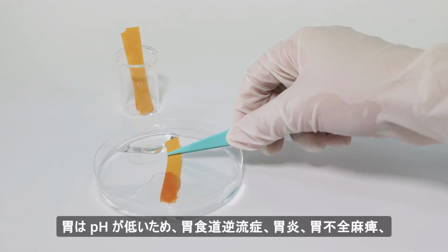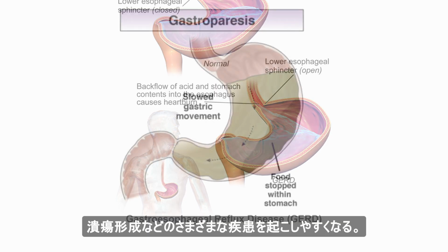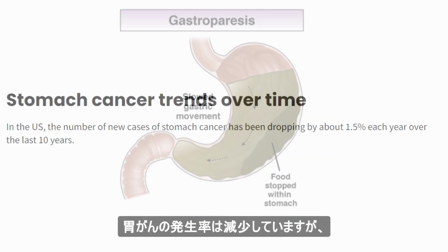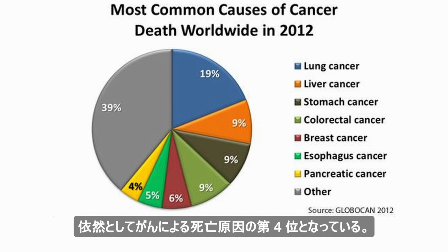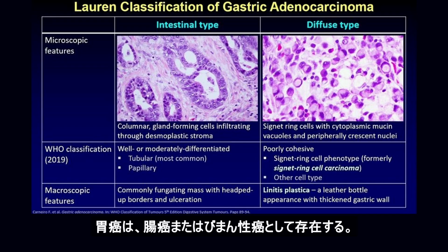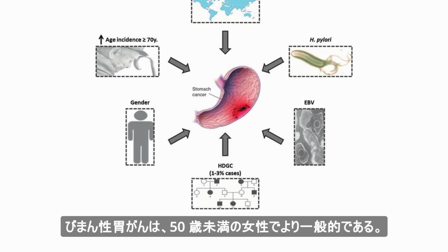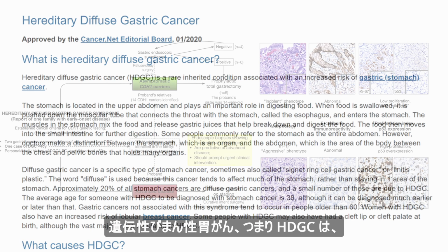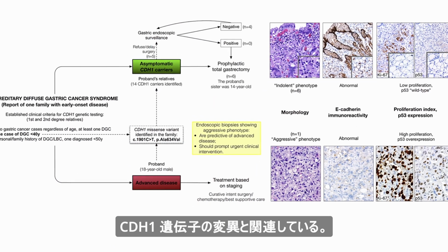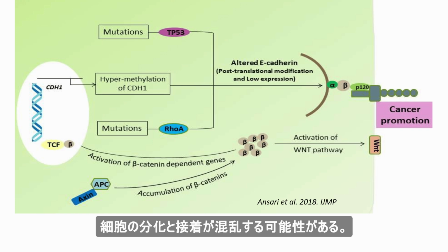Given the low pH, the stomach is vulnerable to a range of disorders, including GERD, gastritis, gastroparesis, and ulceration. Incidence of stomach cancer is decreasing, but is still the 4th leading cause of cancer death. Stomach cancer can present as intestinal or diffuse types. Diffuse type stomach cancer is more common in women and individuals under age 50. Hereditary diffuse gastric cancer, or HDGC, is associated with mutations in the CDH1 gene. Mutations in this gene can perturb cell differentiation and adhesion.